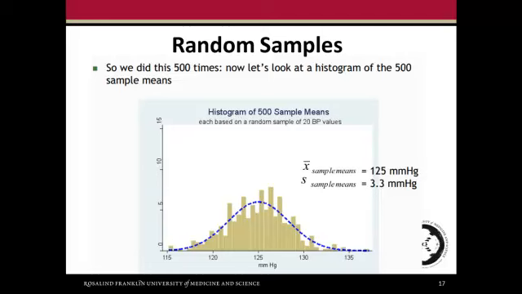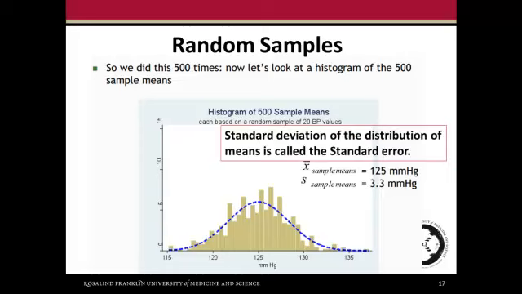The mean of the means is referred to as the estimate, and then we have the standard deviation of the sample means, and that is called the standard error. So the standard deviation of the distribution of means, which is what we're looking at now, the 500 means from the samples that were taken, is called the standard error. And the standard error is the uncertainty in our estimate. Okay, so this is based on taking sample sizes of 20 individuals.